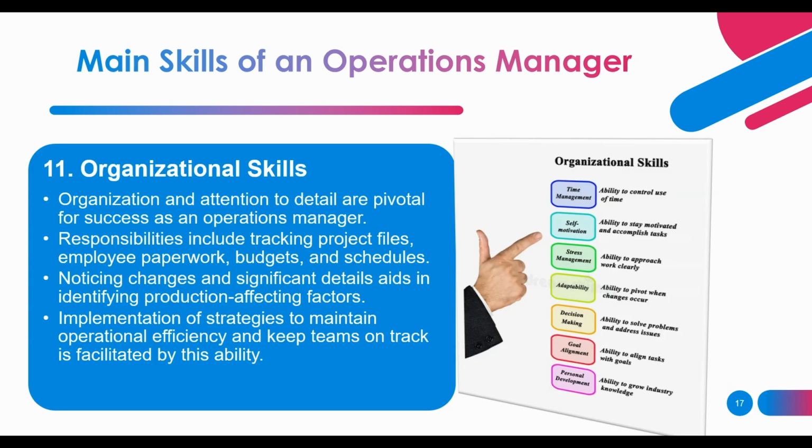The 11th skill is organizational skill. Organization and attention to detail are pivotal for success as an operation manager. Responsibilities include tracking project files, employee paperwork, budget, and schedule. Noticing changes in significant detail aids in identifying production-affecting factors. Implementation of strategies to maintain operational efficiency and keep teams on track is facilitated by this ability.